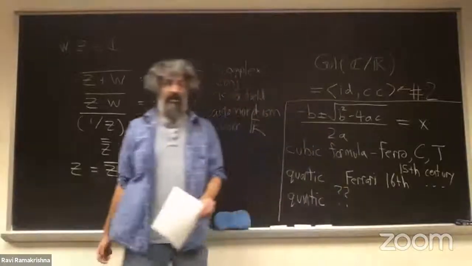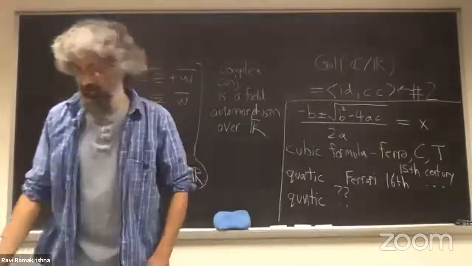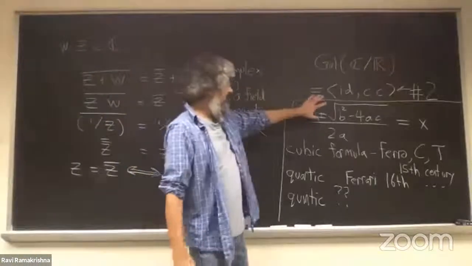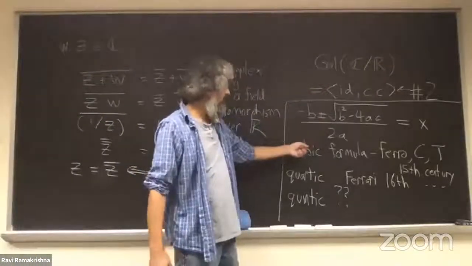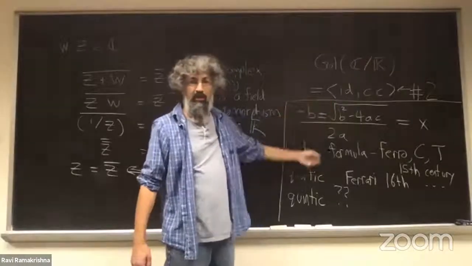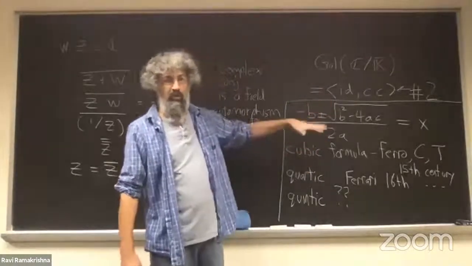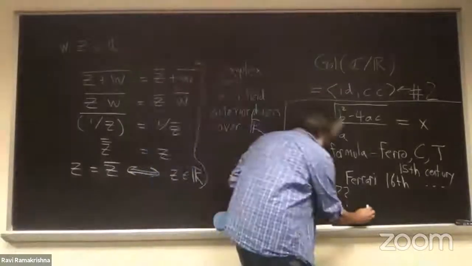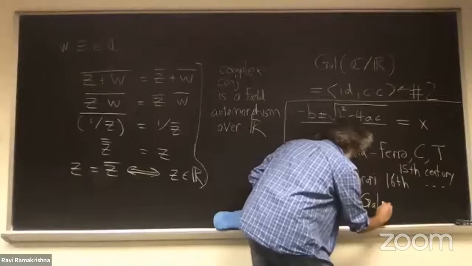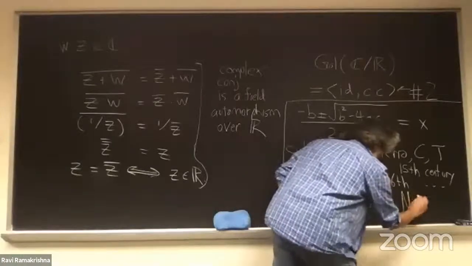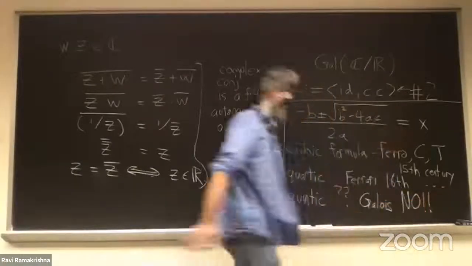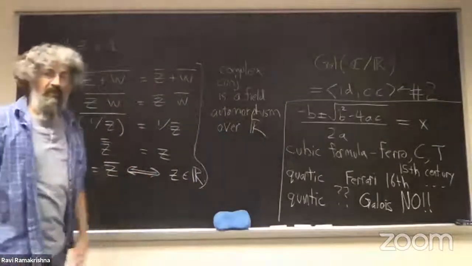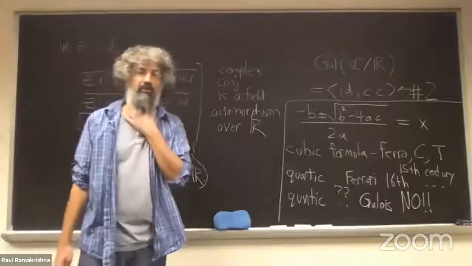And then, of course, it led people to wonder, what about the quintic equation? Is there a general formula like this one? The cubic formula involves cube roots and square roots. The quartic formula involves fourth roots, cube roots, and square roots. Is there a general quintic formula? And of course, Galois settled this negatively. Now, what does this have to do with the topic of my talk, the Galois theory of the rational numbers?